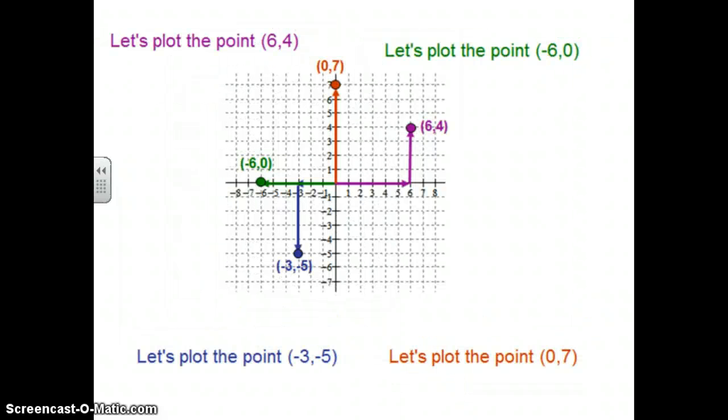After you're done, you should have points plotted like this. You don't draw the lines in between. It's just those are showing directional arrows of how you arrive at those 4 points.